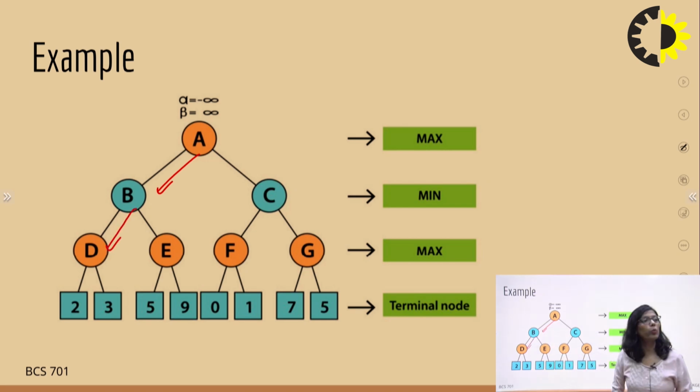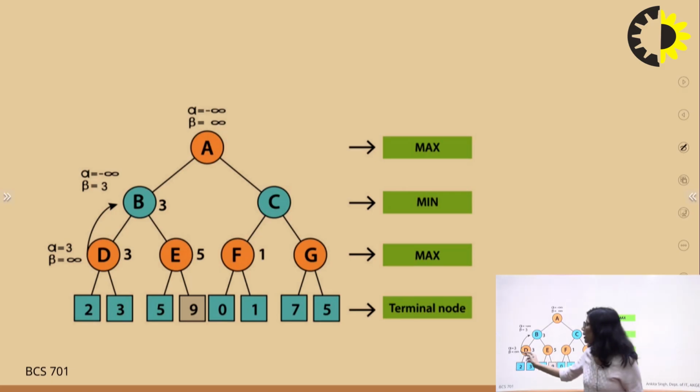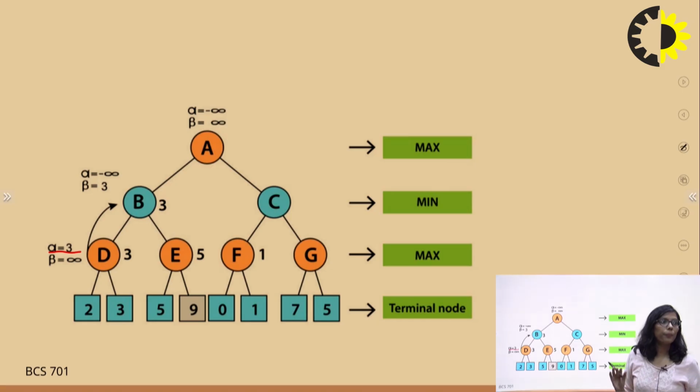When I move over here, you can see this is my max node. So the value of alpha will be updated. The value of alpha is 3. Why? Because out of 2 and 3, 3 is more, so the value of alpha will be updated. And beta will remain the same, it is not getting updated, right?